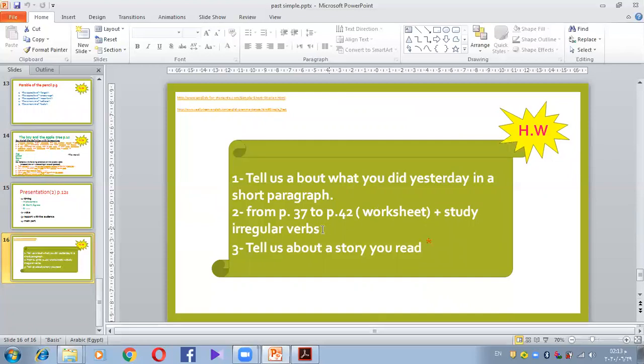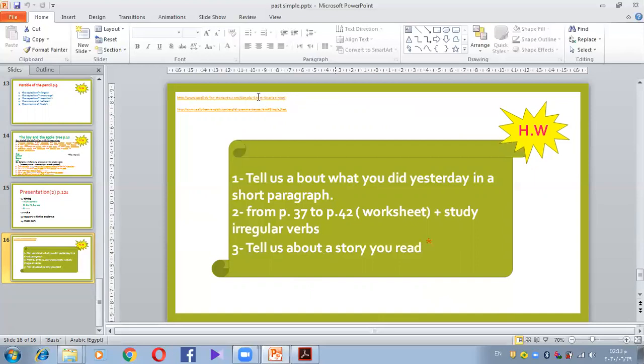Okay, and of course you study the irregular verbs. Okay, and tell us about a story you read. Tell us about a story you read, any story, a short story for sure. I don't want a very big story or a long story.